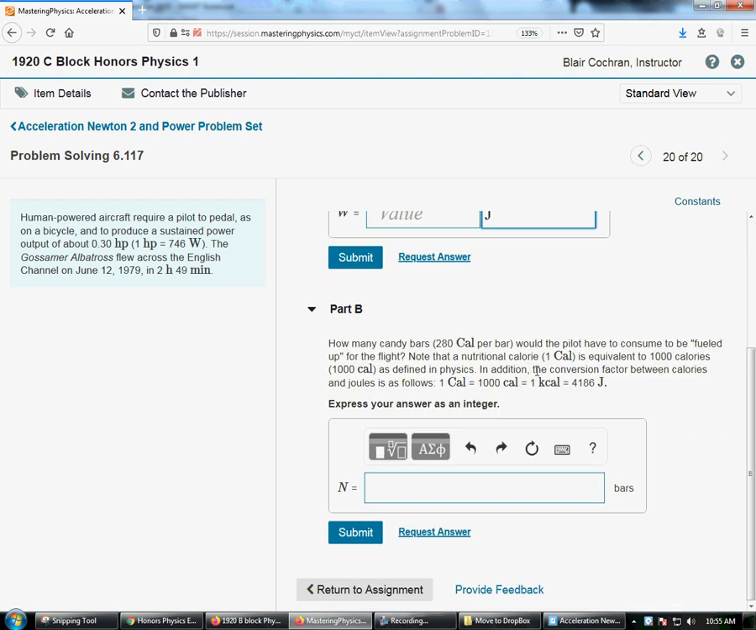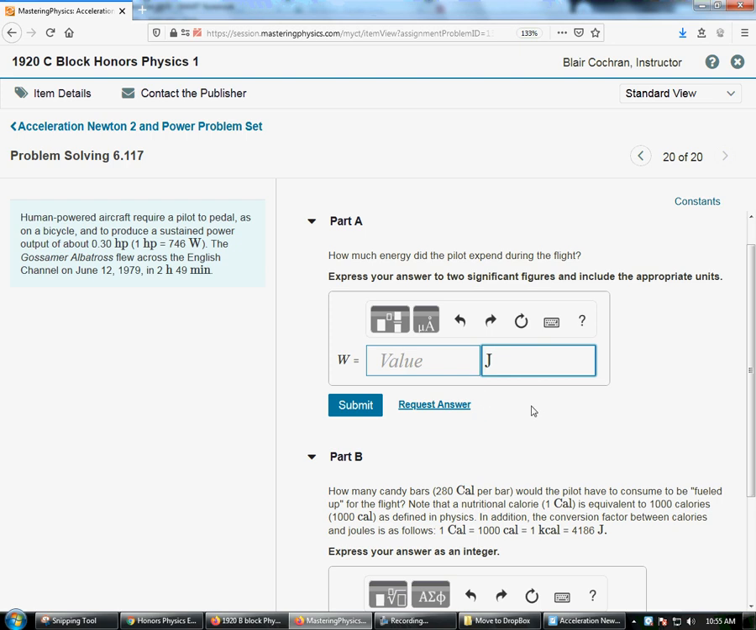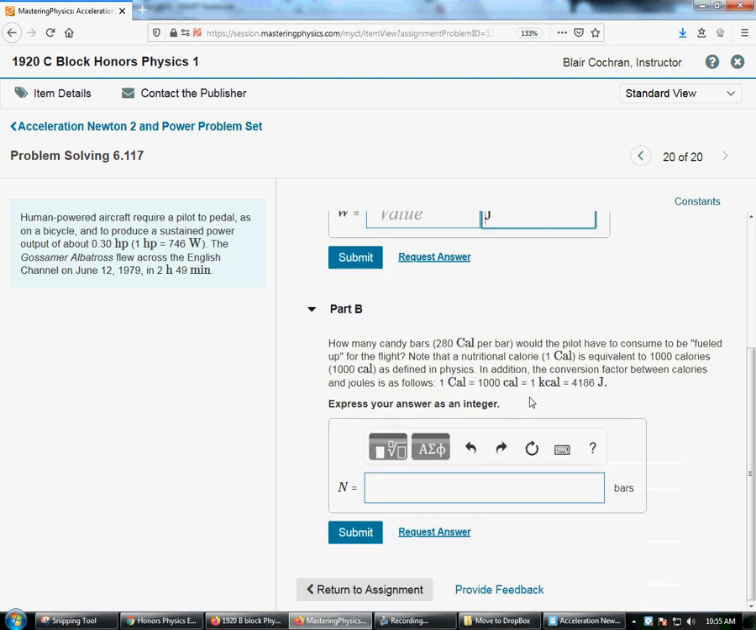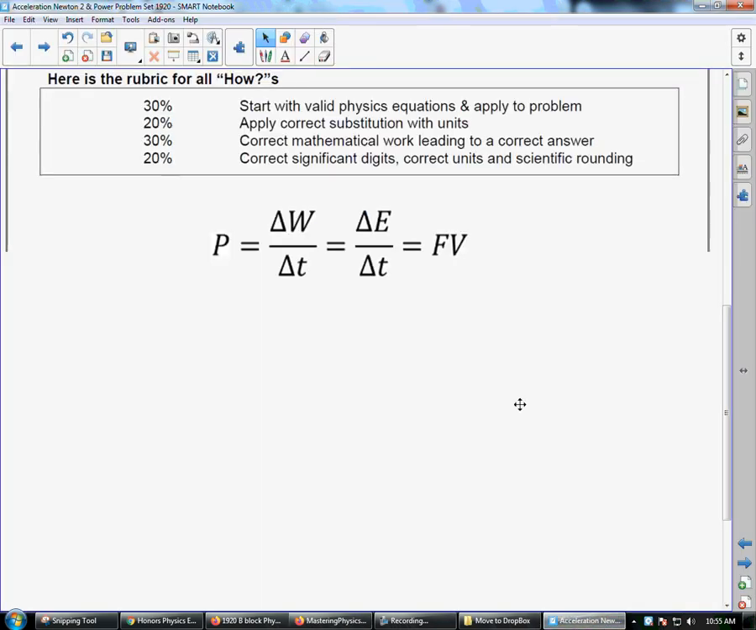And then they want to know how many bars given this. So let's figure out the amount of energy, and then we can convert that to candy bars. I'm sure you guys can do the conversion, because I've seen your chemistry grades. I know you're good at this. So the form I'm going to use here of this equation is not that one and not this one, the energy per time.